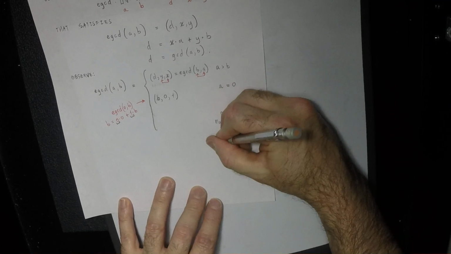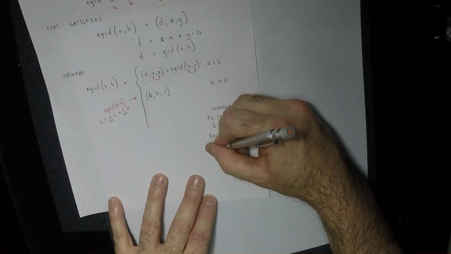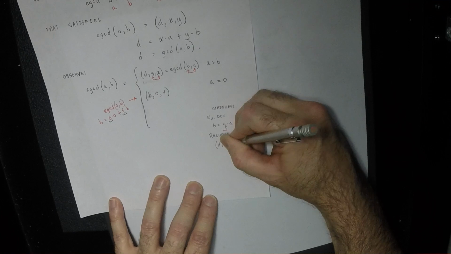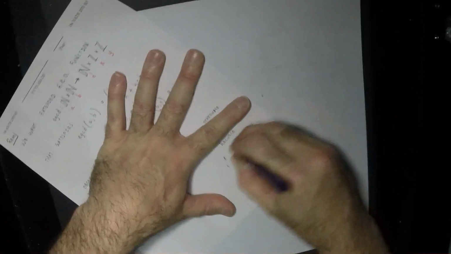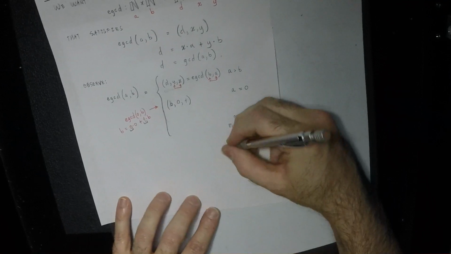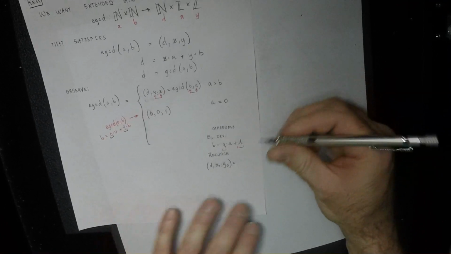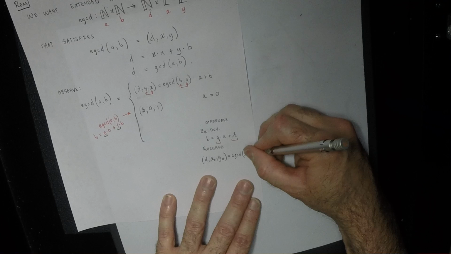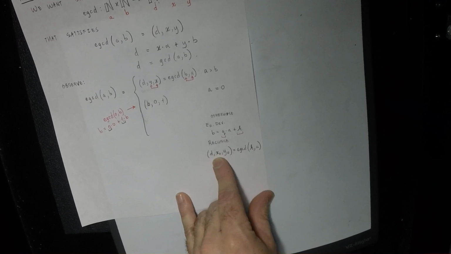So now we're going to recurse and determine that D, x0, y0 is EGCD of R and A. So this is just like GCD, where we're recursing to R and A, except EGCD is going to return 3 outputs instead of 1.